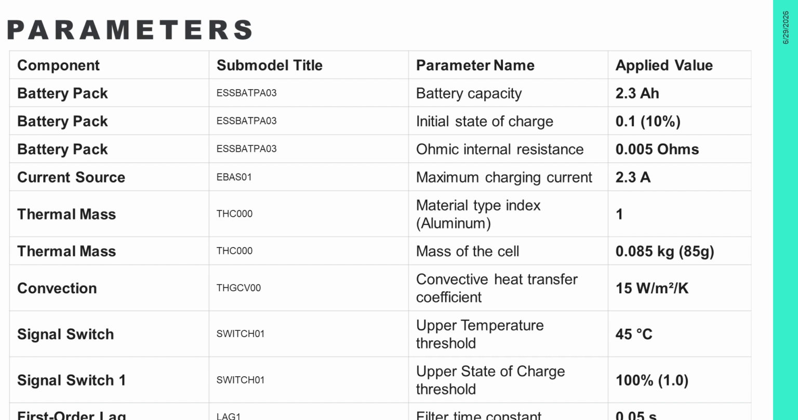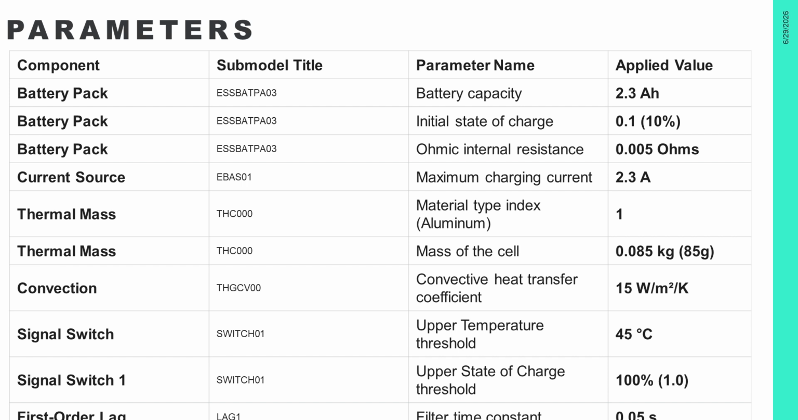So all of the voltage sources, we see the battery is also a voltage source. The battery contains an internal resistance of 0.005 ohms, and the current source will have a charging current of 2.3 amperes, and this might vary with the different types of sources used.